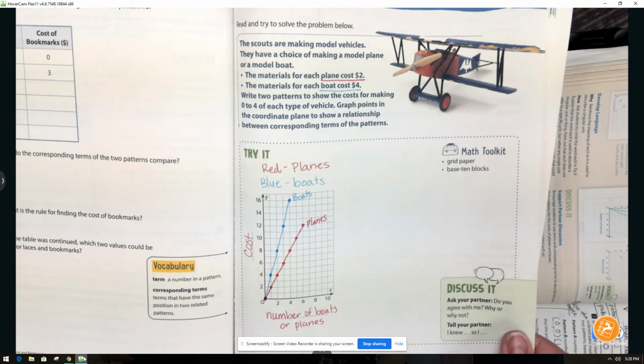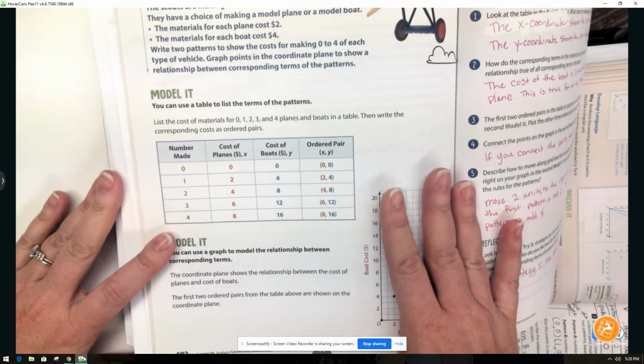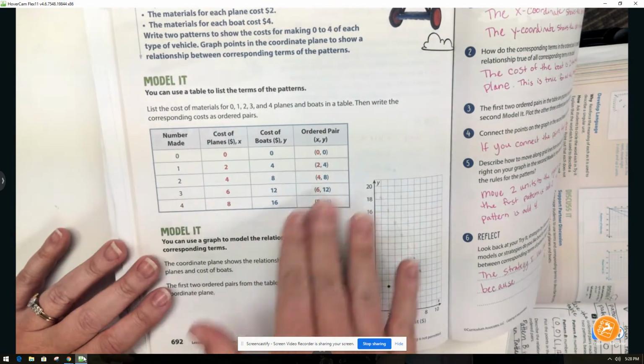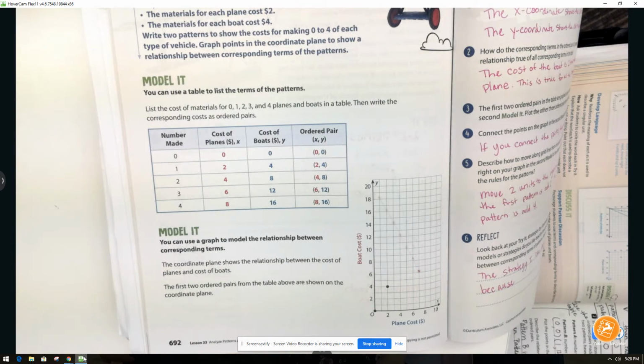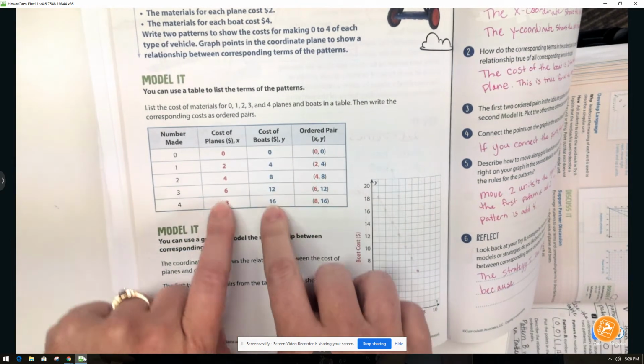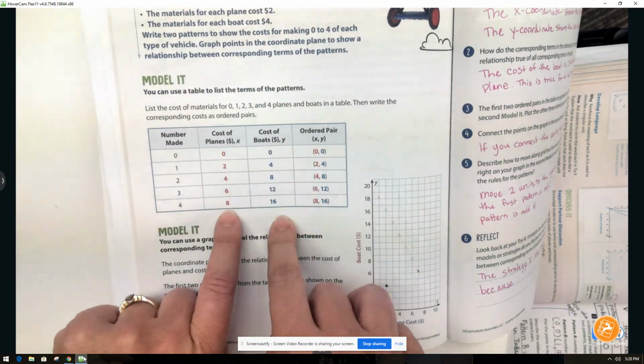Go ahead and turn the page to page 692. So on page 692, they went ahead and helped us make a graph. We actually did this on the last page, and the information we graphed is all of this right here.